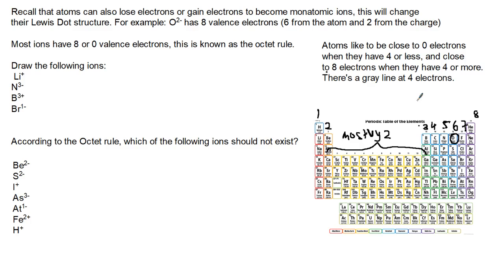So the reason why they have 8 or 0 valence electrons, when I say 0 valence electrons, I don't actually mean 0. They just have 8 valence electrons, but on their next shell. So it might not be on their next S and P shell.